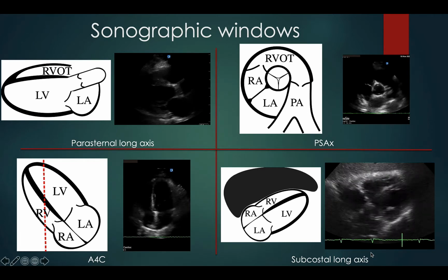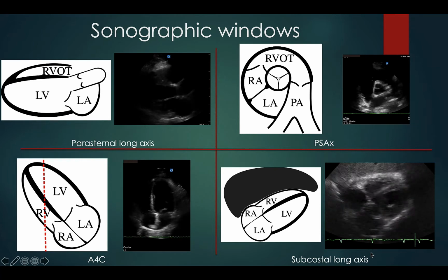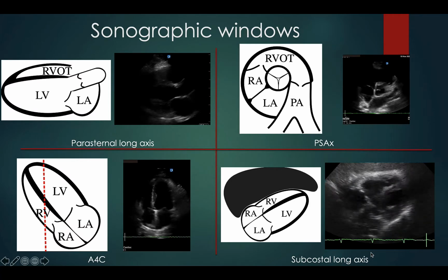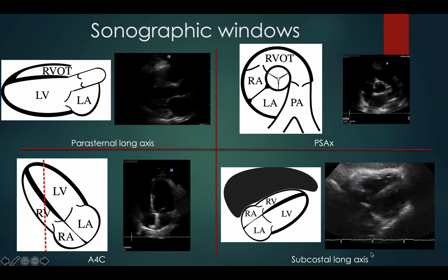Finally, the subcostal four-chamber is an easily acquired view that offers the same visual information as its apical analog, although many of the measurements will not be possible from here. So let's get to it.